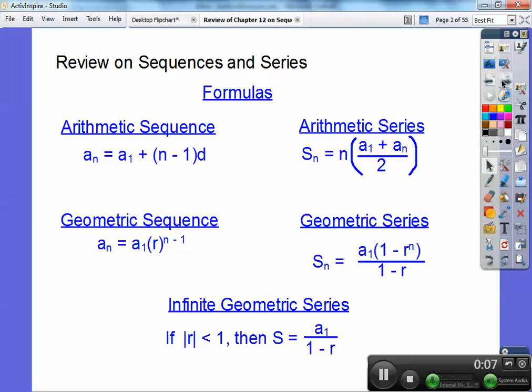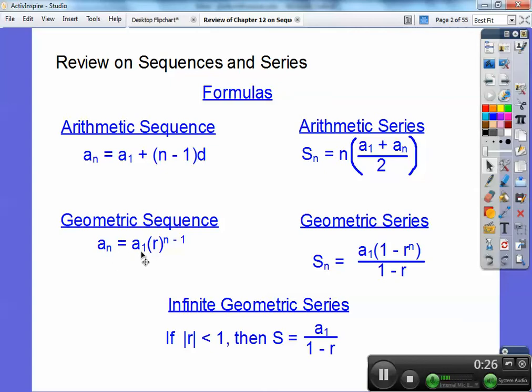Let's begin. All right, here's some formulas that you're going to use in this one. Arithmetic, your nth term, that's what a sub n means, is your first term plus the quantity n minus 1 times d. The sum of the first n terms is whatever the n is, and then times the quantity first term plus your last term, divided by 2.